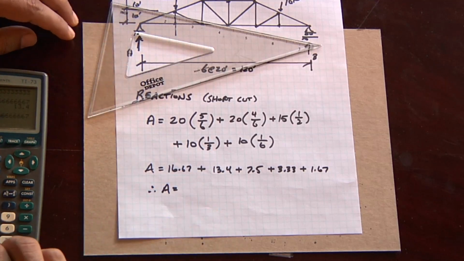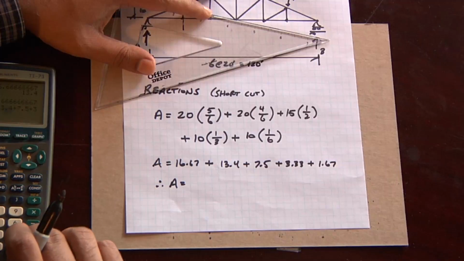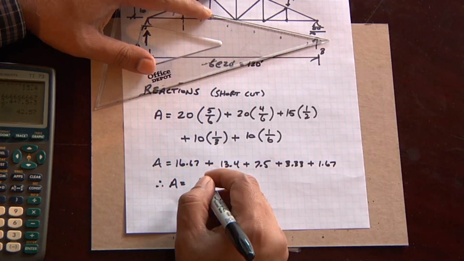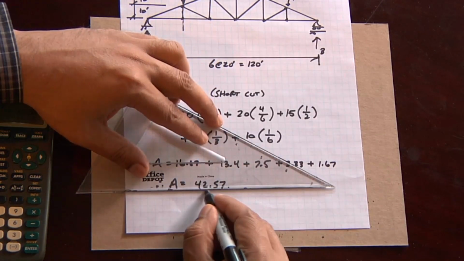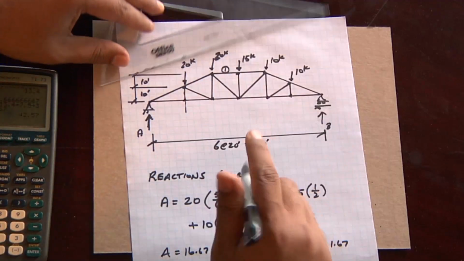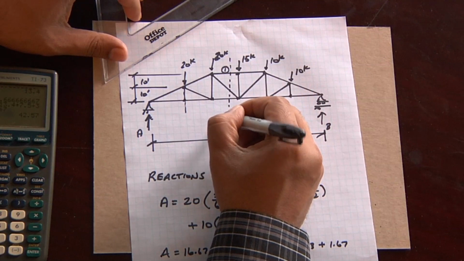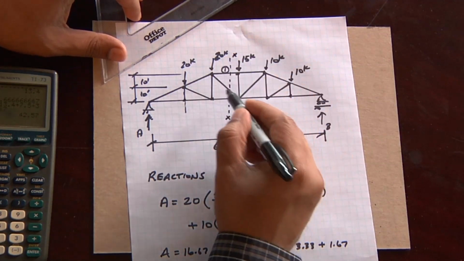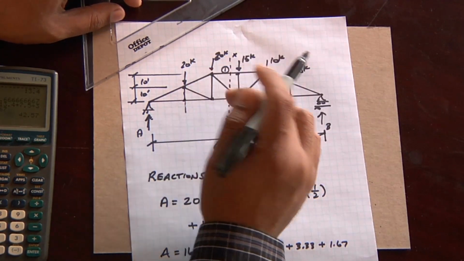So what does that equal? I have 16.67 plus 13.4 plus 7.5 plus 3.33 plus 1.67, 42.57. Okay, so 42.57, and in order to calculate the force here in member one, what we're going to do is we're going to cut a section. That's called method of sections. We're going to cut a section right about here. We'll call that XX, because we can see by looking at that section that if we sum forces about this point, we're going to cancel out all the unknowns.